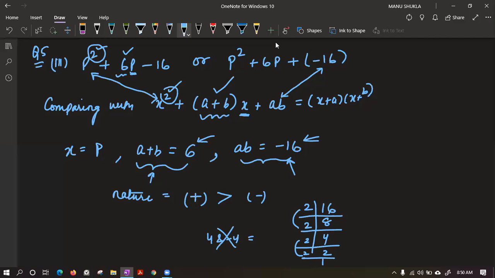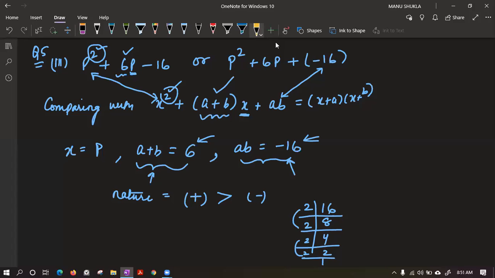So this pair is wrong. Please tell me, Ananya, very good. Others, please try. Which pair will help you? Which pair can give you a sum of 6 and a product of minus 16?